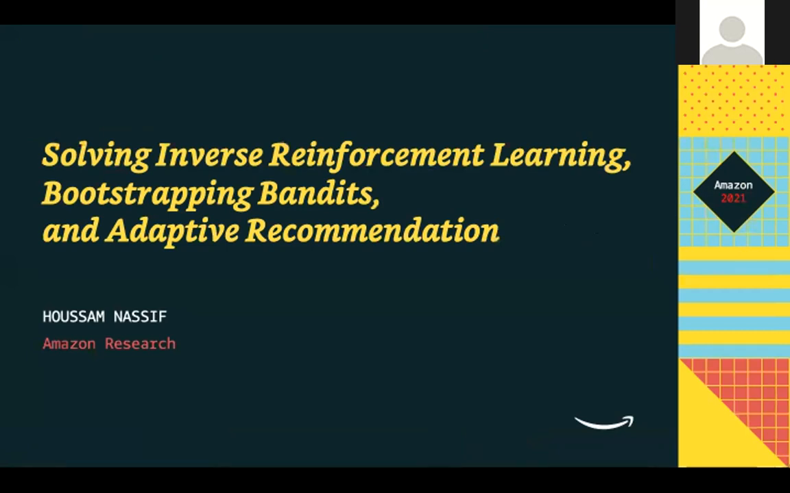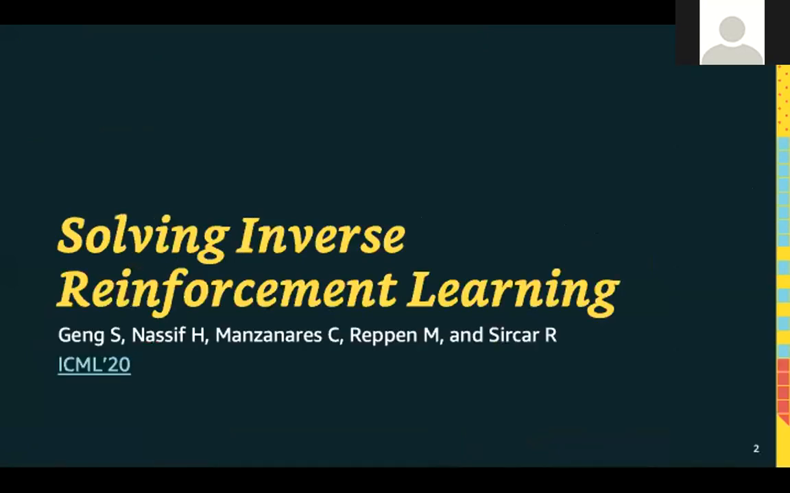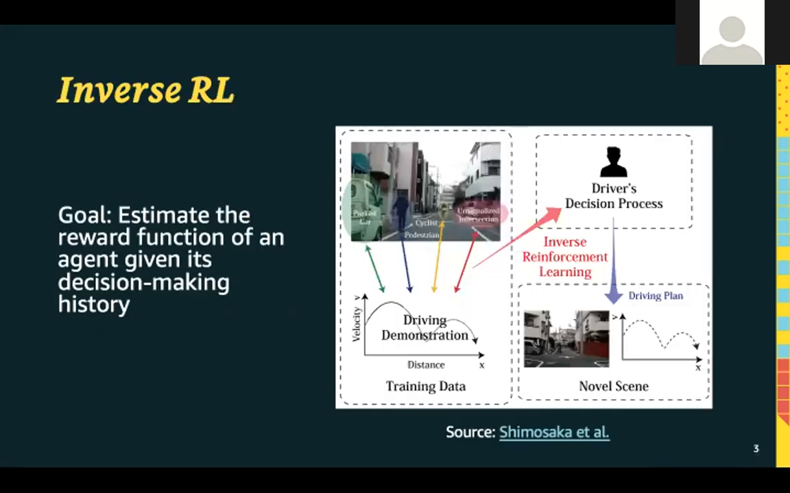So we will start with the first one, solving inverse reinforcement learning. It got published in ICML last year, and it was led by Sinong. So solving inverse reinforcement learning is a big claim. Let me remind you of what inverse RL is. So the aim is to recover a hidden reward function from observed agent demonstrations.